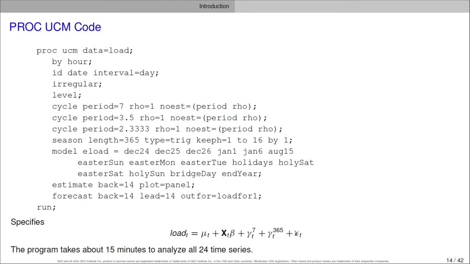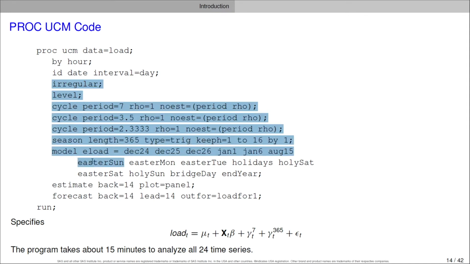The irregular component, the noise component, is specified by the irregular statement, and the random walk trend is specified by the level statement. So irregular, level, three cycle statements, the season statement, and the model statement. This is the model specification part.